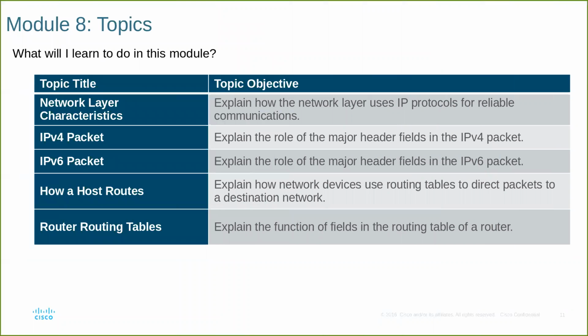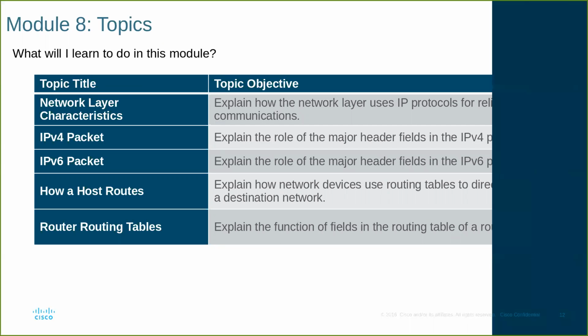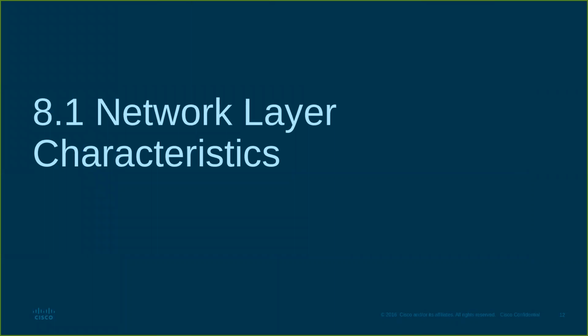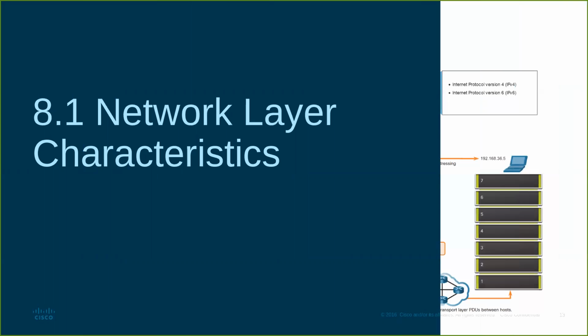These are the topics that we will discuss. That is the network layer characteristics, IPv4 packets, IPv6 packets, how a host routes, and the routing table. Network layer characteristics. What are the characteristics of the network layer?